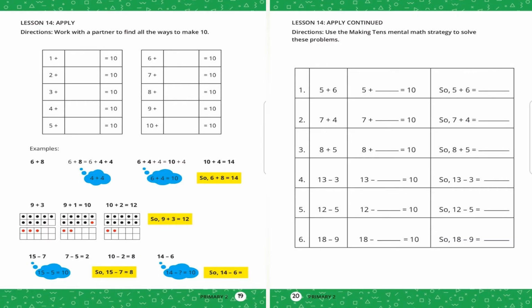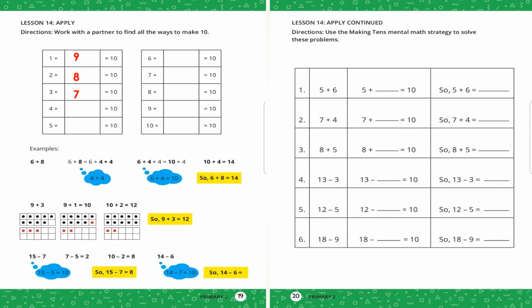Lesson 14. Work with a partner to find all ways to make 10. We said before that we have to memorize all numbers that make 10, as it will help me to solve addition and subtraction problems. Look here, the first one. 1 needs what to be 10? 1 needs what to be Mr. 10 or superhero? 1 needs 9. So 1 plus 9 equals 10. 2 plus 8 equals 10. 3 plus 7 equals 10.